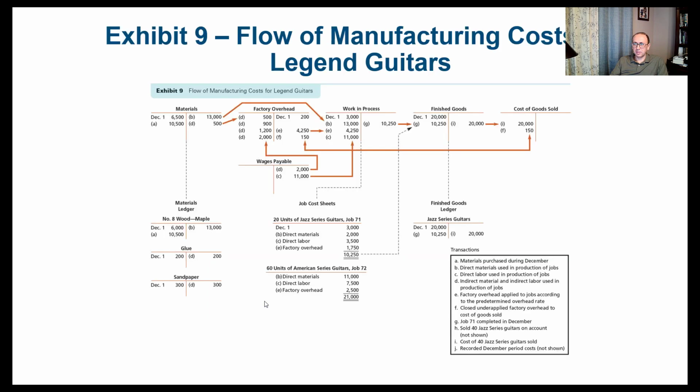All right, so I'll skip this flow of manufacturing costs for Legend Guitars. You can, because everything we've done here, we've already done before. Just follow the transactions and see how each one of these has been recorded in the different accounts. So we have an account for material, we have an account for factory overhead, for wages payable, work in process, finished goods, and the cost of goods sold. And here we have the subsidiary material ledger, where we have different kinds of wood, or the wood that's used, which is the maple, the glue, the sandpaper, and so on.